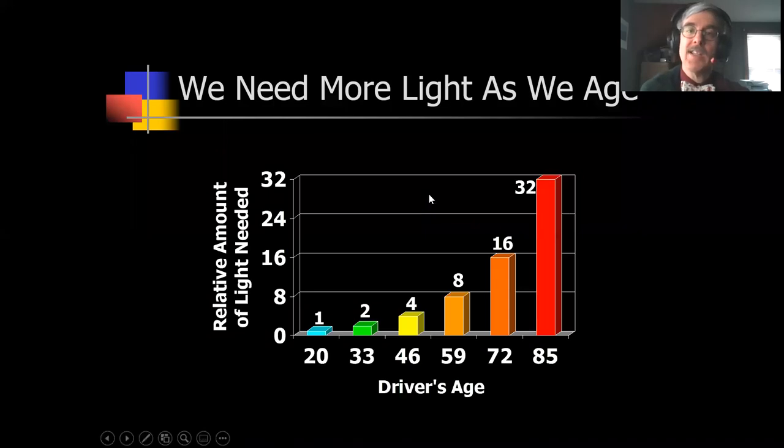And we need more light as we age, like it or not. I'm somewhere between, I'll say, 4 and 8, though I'm not really as close to 4 as I'd like to be. But the older we get, the more light we need. That's just the nature of the beast. So how bright the signs are makes a big difference, and so keep that in mind.